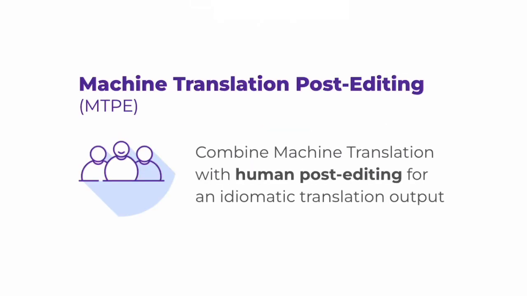This can help significantly increase the usability of machine translations, even without any human editing. For more extensive post-editing, machine translation can be combined with a post-translation step for human editing. This type of workflow is often referred to as MTPE or machine translation post-editing. Human linguists are able to ensure that the translation output sounds idiomatic and natural in the target language, and that it follows any specific preferences that you may have.